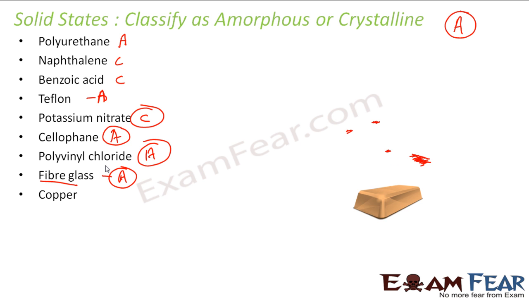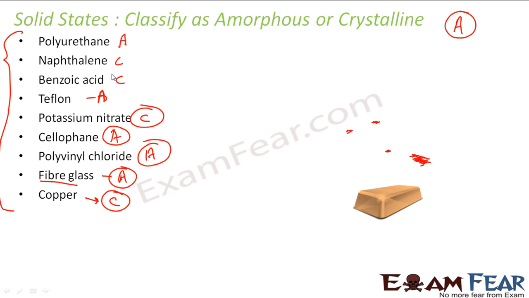Copper. Copper is actually polycrystalline, but again we told that in this chapter we will assume polycrystalline also as crystalline, so I'll make it as C. That copper is a crystal. If you cut it, you will get sharp-edged copper. So that way you classify the solid states as amorphous and crystalline.